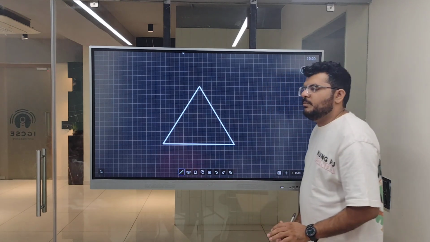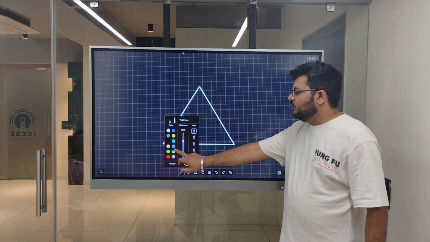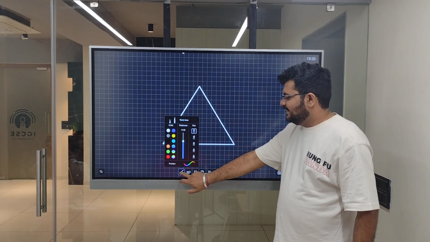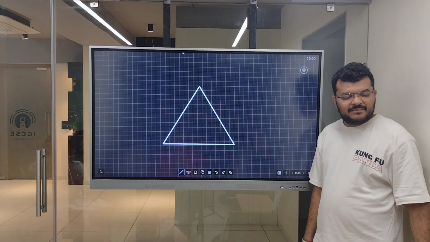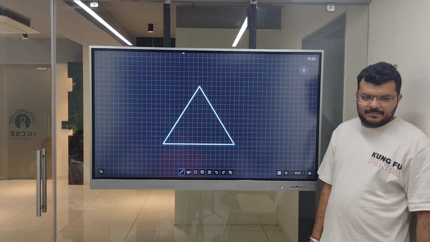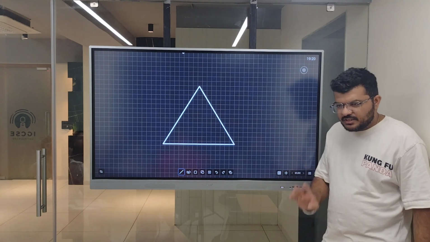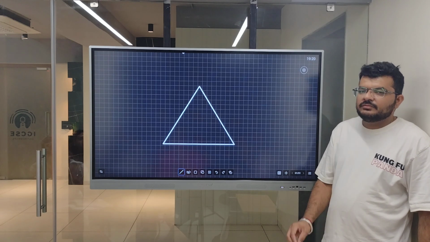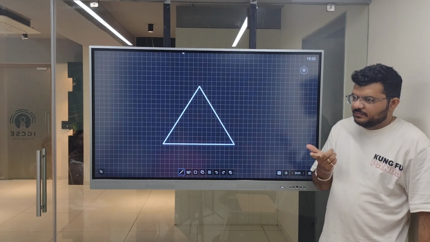Okay. In maths, if someone asks what is a prism, what will you say? A 3D triangle. Glass. It's a 3D shape, okay. A place where three faces of a triangle meet at one point.